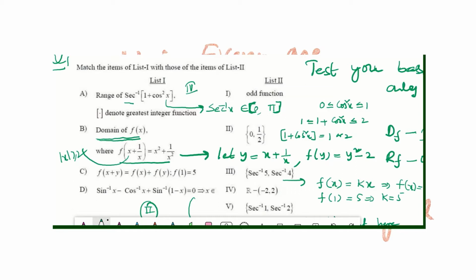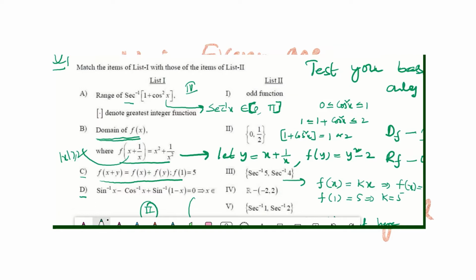When you see the third one, f of x plus y is equal to f of x plus f of y, where f of 1 is equal to 5. A functional equation is given, and this is basic only. We already have the same thing even in the state board. The fourth one is with respect to inverse trigonometric functions. All the questions are at the fundamental concepts level. If you know the fundamental concepts, you can attempt them very easily.